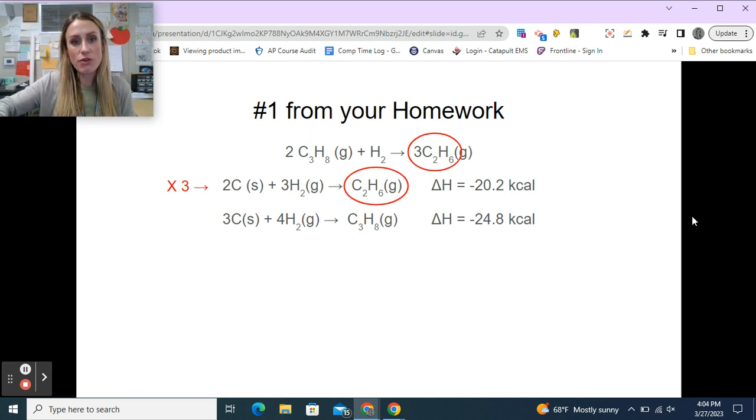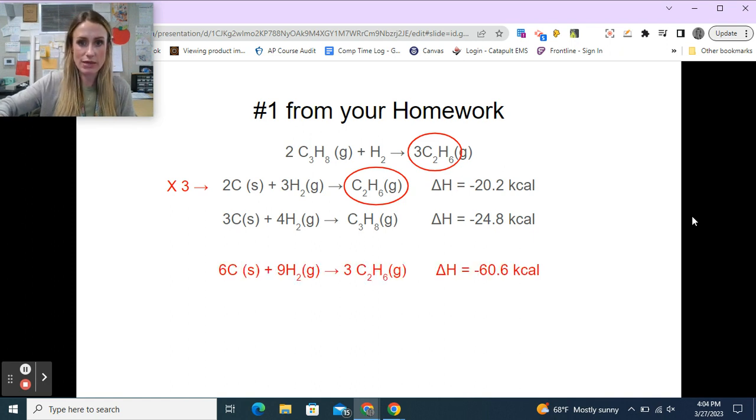I'm then going to put a coefficient of 3 in front of my product there. And then I'm also going to multiply that delta H by 3 as well. So we get 6 carbons plus 9 hydrogen gases react to form 3 C2H6s, and then I multiplied that delta H by 3. So I get negative 60.6 kilocalories per mole.